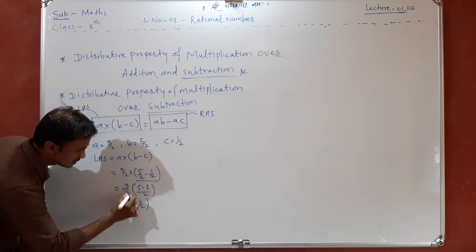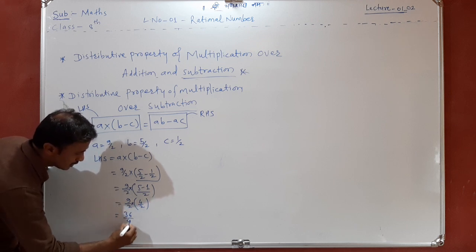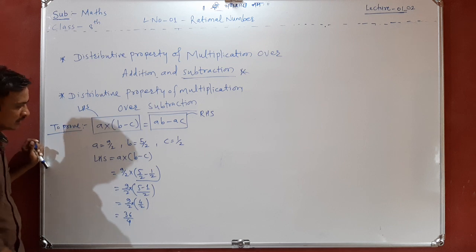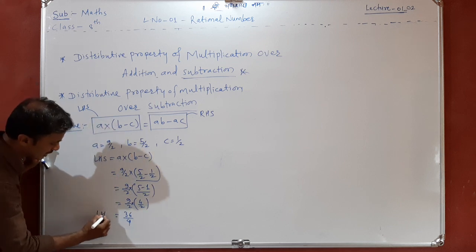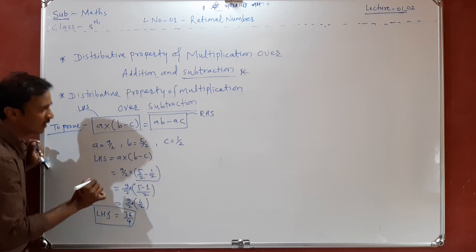Again see this sign is multiplication, means 9 fours are 36 upon here we are getting 4, right? While solving, that is our LHS. Now this is the value of LHS.